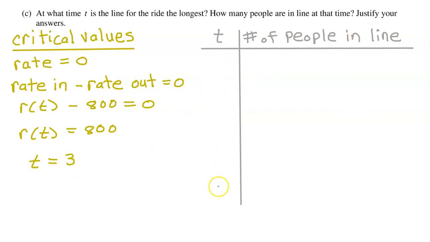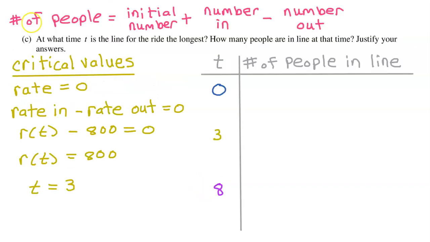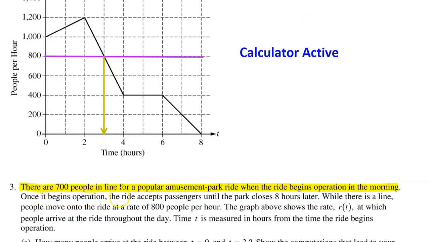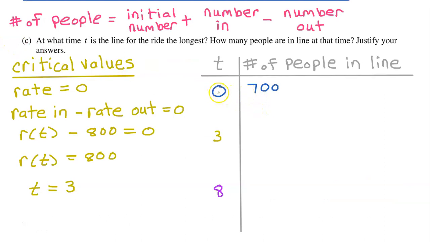We must also include the endpoints. So we will also find the number of people in line when the ride opens at time t equals 0 hours and when the ride closes at t equals 8 hours. In each case, we will find the number of people in line by starting with the initial number of people in line and adding the number of people who entered the line, and then subtracting the number of people who left the line. In the setup of the problem, we were told that there are 700 people in line when the ride begins operation in the morning. In other words, the number of people in line at time t equals 0 hours is 700 people.